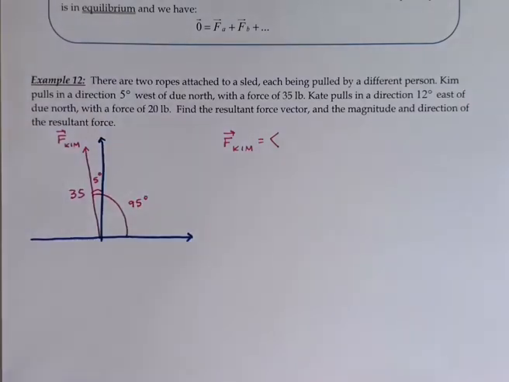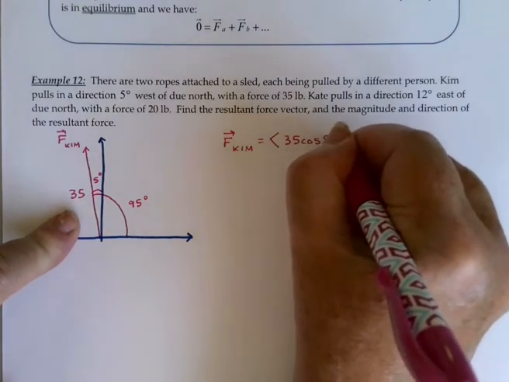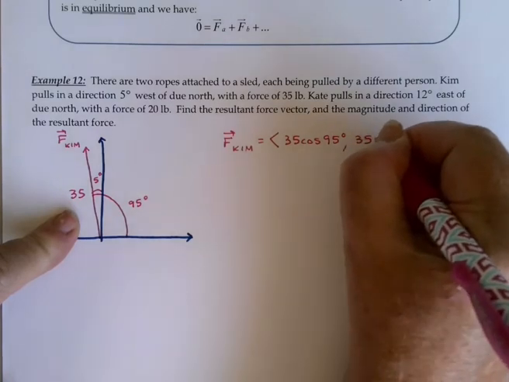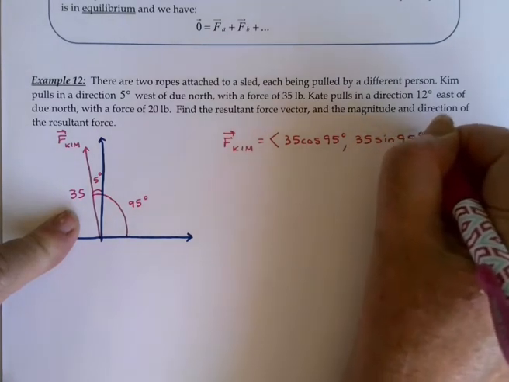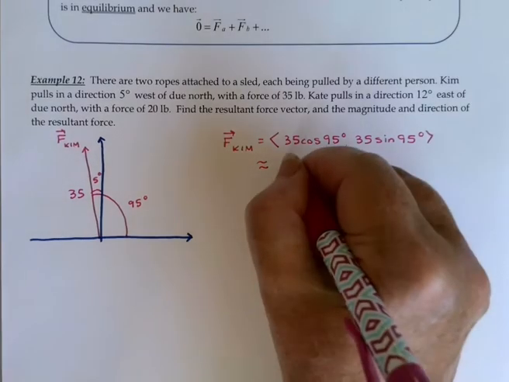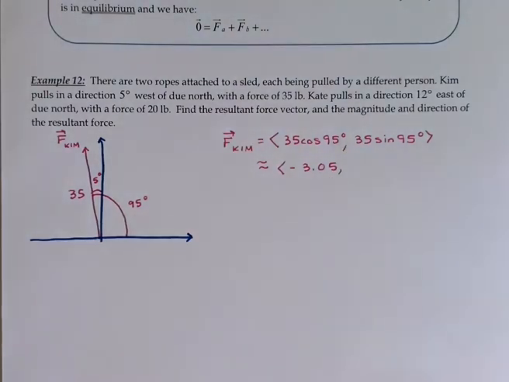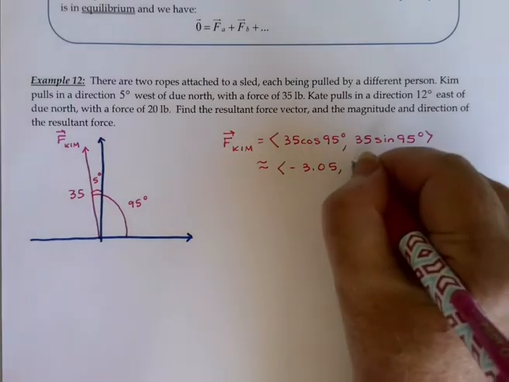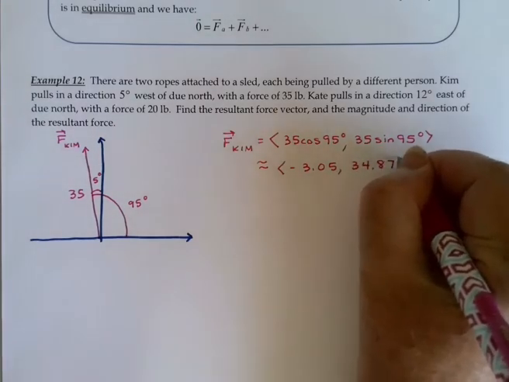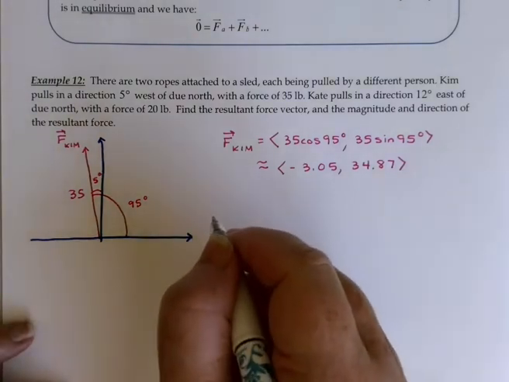with the positive x-axis. So I'm going to go with 35 cos 95 and 35 sine 95, or approximately negative 3.05 and 34.87. Seems reasonable. Second quadrant vector. Everything matches up.